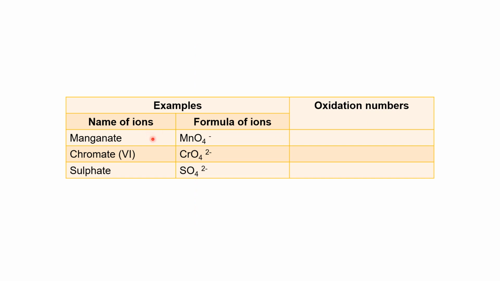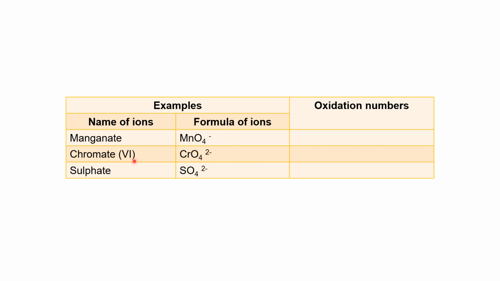Here are examples of polyatomic ions. Number 1 is manganate. The formula of the ion is MnO4-. It means that the ion consists of 1 manganese and 4 atoms of oxygen. The negative here is the charge of the ion, so negative 1.